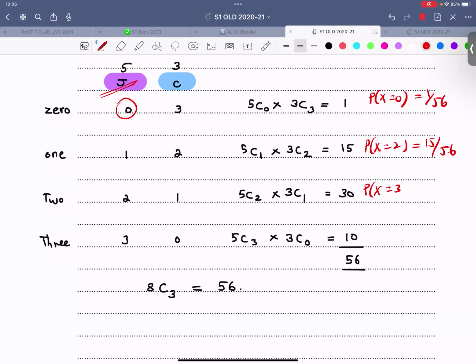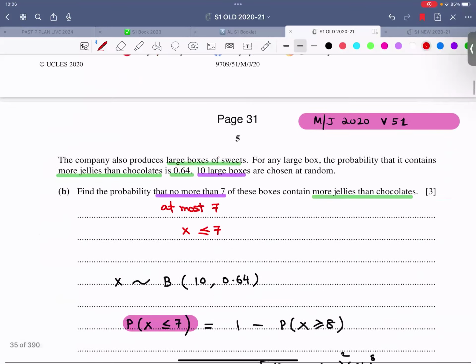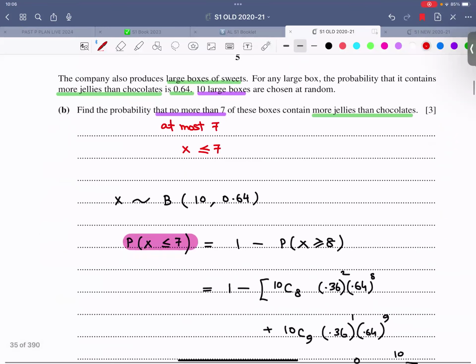Probability X equals 3, actually 2. And I think this is 1. That comes out to be 30 over 56. And probability X equals 3. That is 10 over 56. Do not reduce the fractions. And then the question continues. The company also produces large boxes of sweets. For any large box, the probability it contains more jellies than chocolate is 0.64.